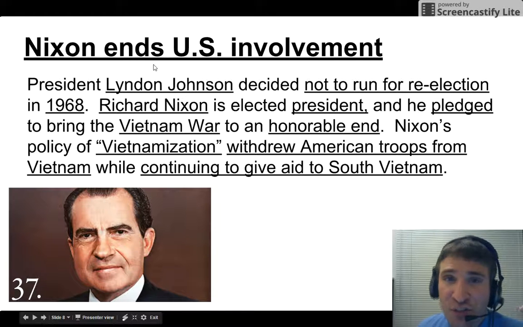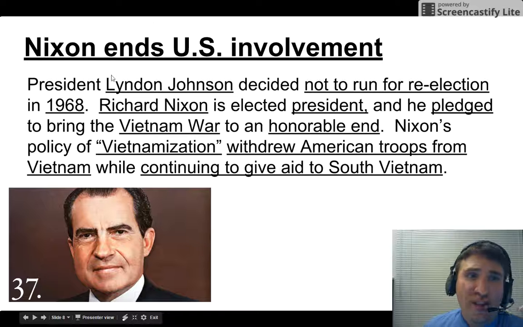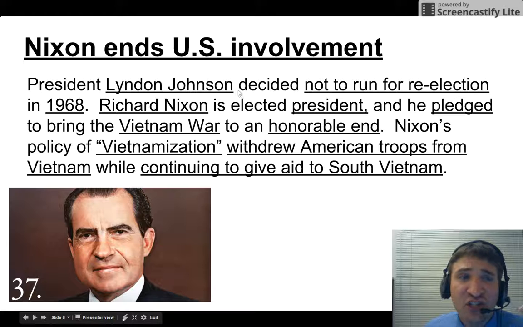Nixon ends U.S. involvement. President Lyndon Johnson decided not to run for re-election in 1968. Richard Nixon is elected president. There he is. And he pledged to bring the Vietnam War to an honorable end. Nixon's policy of Vietnamization withdrew American troops from Vietnam while continuing to give aid to South Vietnam, our allies.